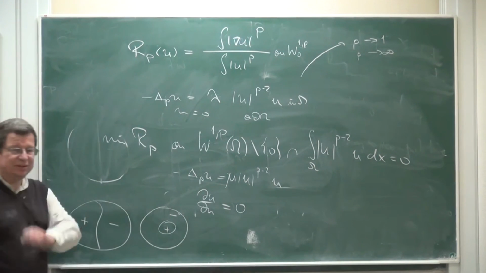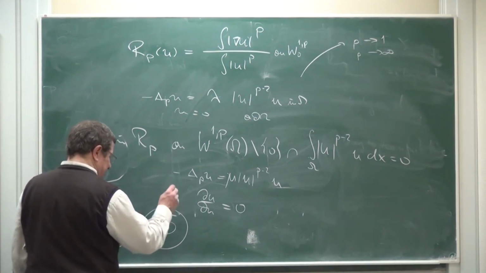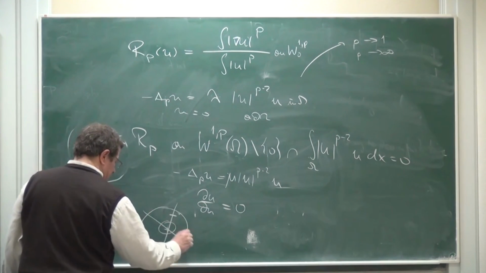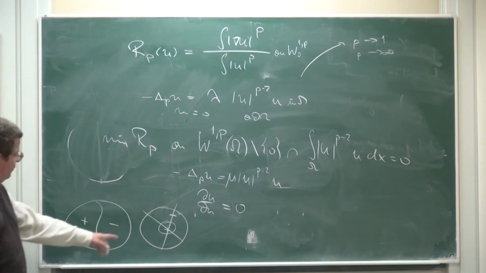On a general domain, it will be positive somewhere, negative somewhere. This can never happen. That's difficult to show, even for 2 dimensions, even for p equal to 2. But for general p, one has to think of different proofs. And why can't it happen?